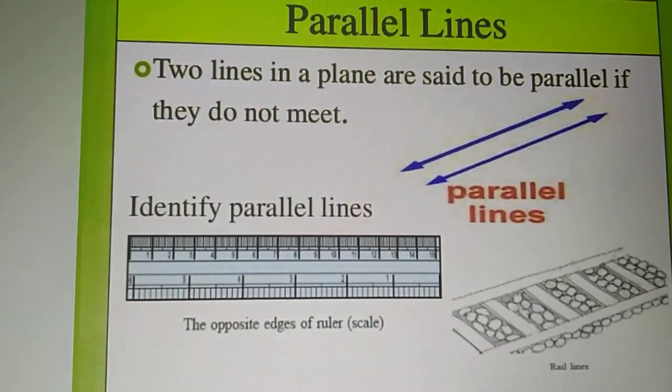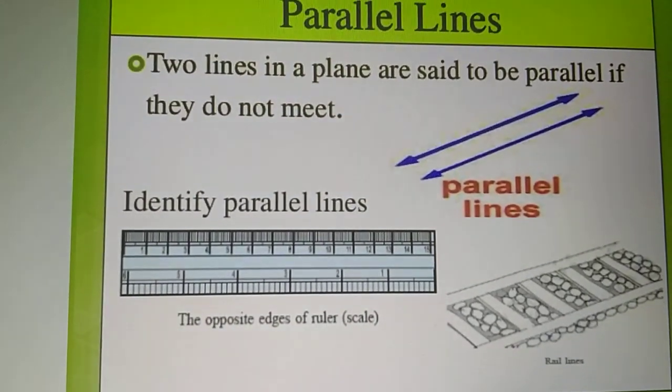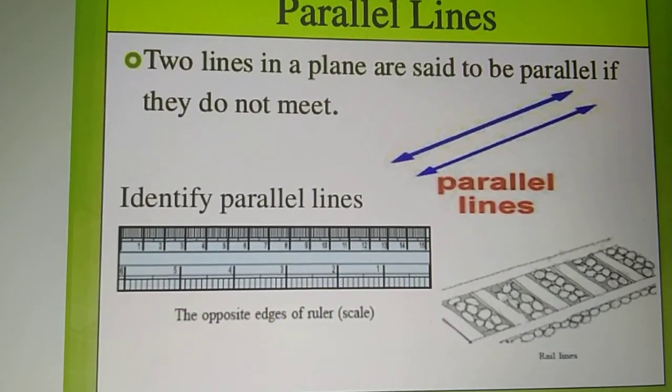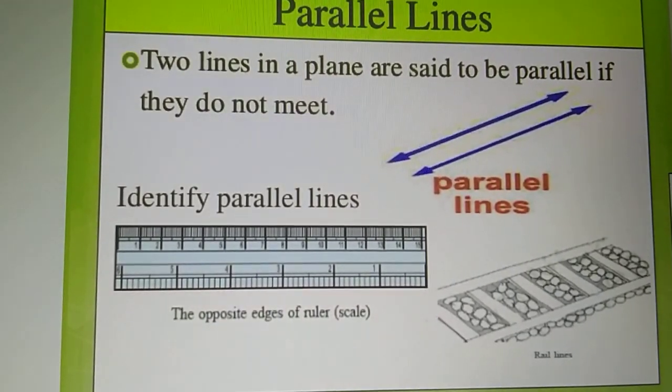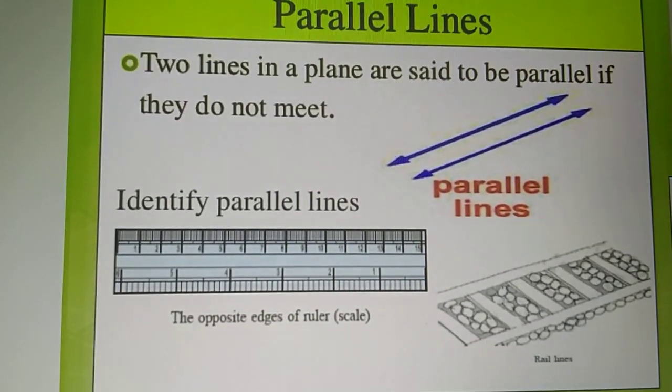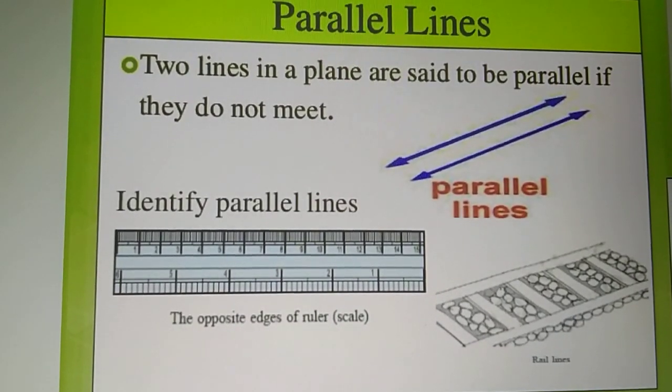Parallel lines. Two lines in a plane are said to be parallel if they do not meet. As you can see in the diagram, the railway track and the opposite edges of the ruler, all these are examples of parallel lines.